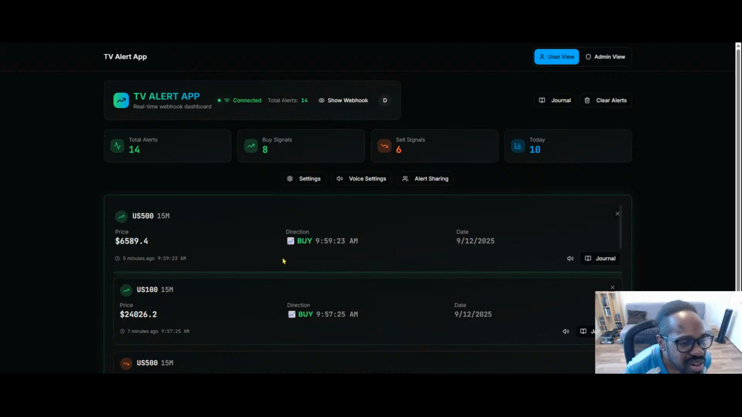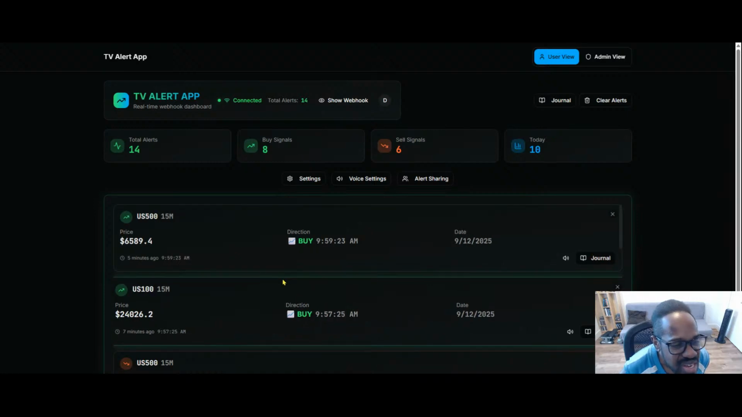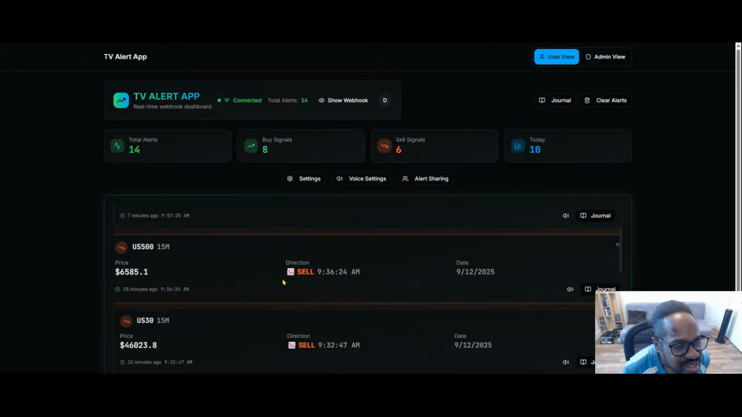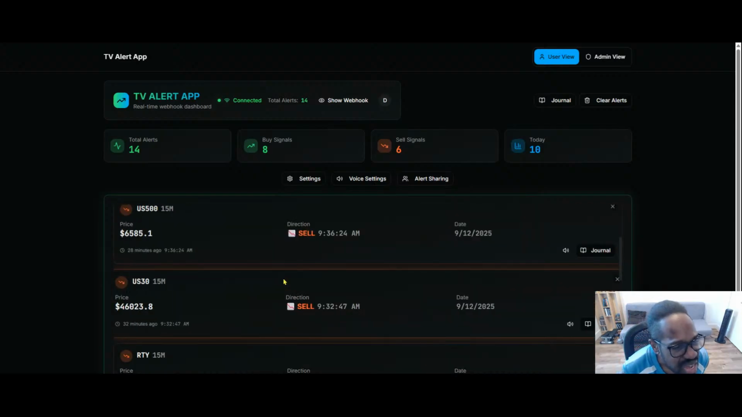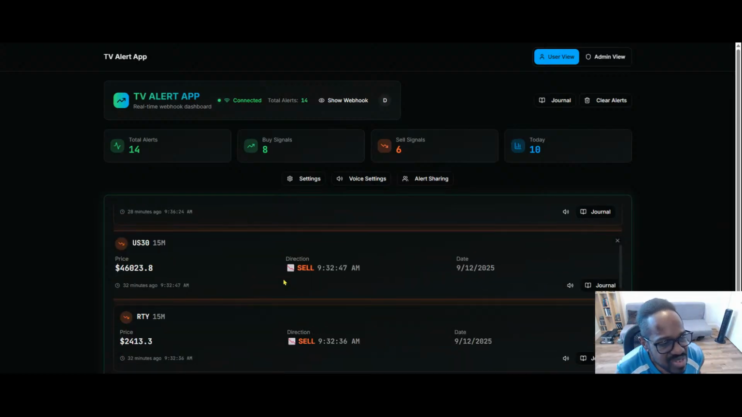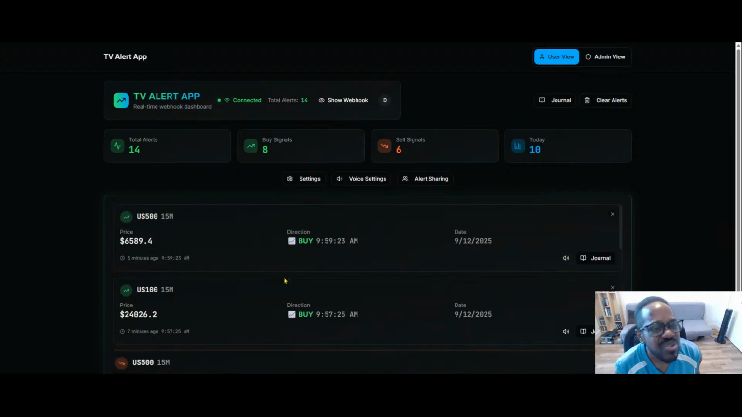So we have US500 here for a buy. We have NASDAQ for a buy. Yeah, you had the US500 for a sell that just switched for a buy. And then we have Dow Jones for a sell and Russell 2000 for a sell. Okay, so this is the trade that came in here for our New York session overall.